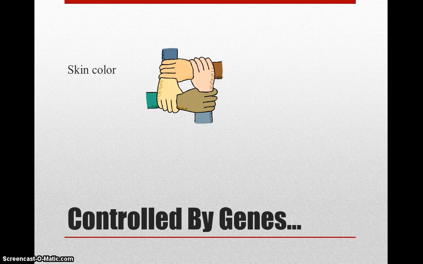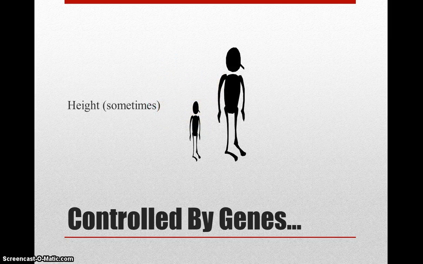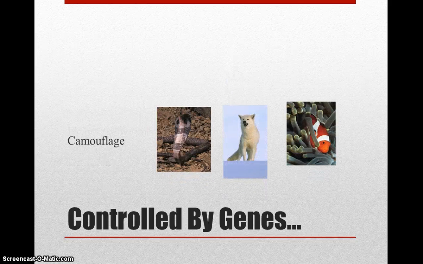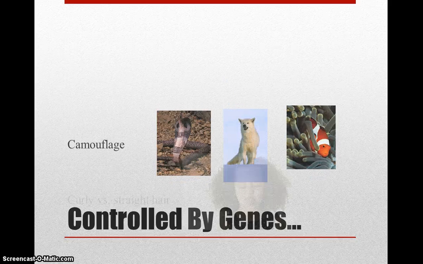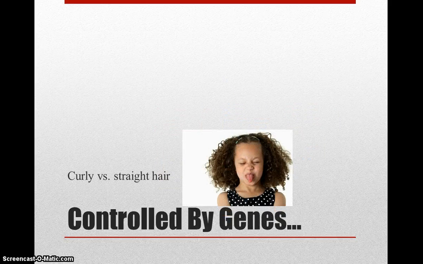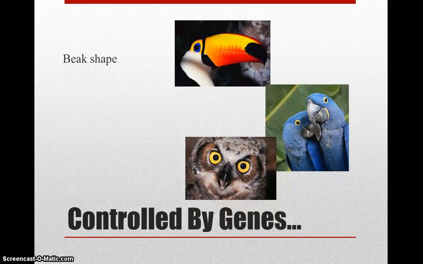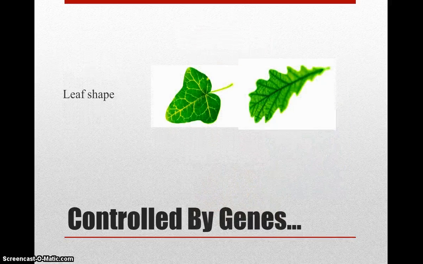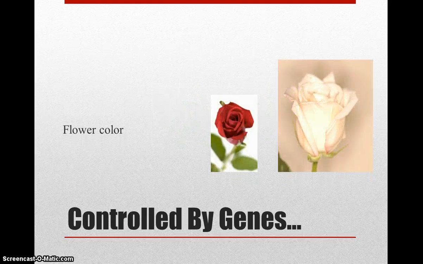Different types of skin color. Height. Now we're talking about height. In humans it's controlled by several factors. I'll get into that later. Sometimes genes, sometimes other factors. In plants, like pea plants, it's controlled by just one gene. Camouflage. Curly versus straight hair. Beak shape. Leaf shape. Flower color, and there are many, many others.